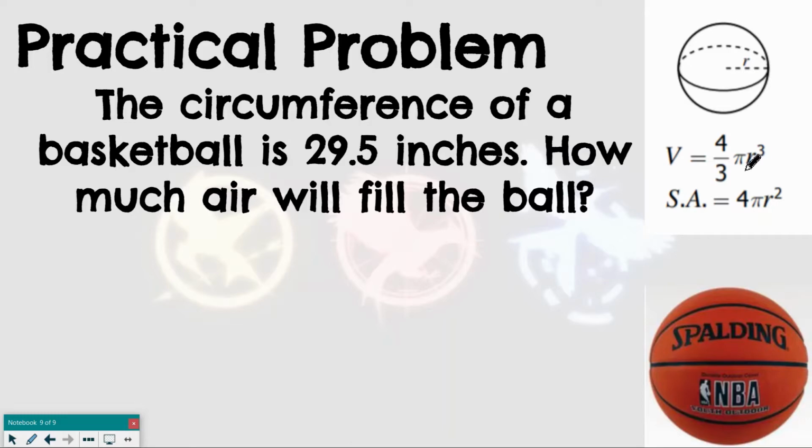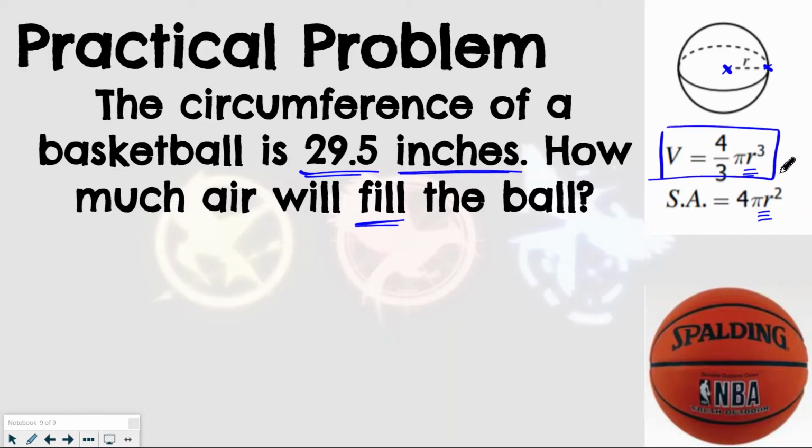I think a sphere is honestly the easiest shape just because there's only one measurement or one variable that comes along with a sphere, and it's just the radius of that sphere. So we're told that the circumference of the basketball is 29.5 inches. How much air will fill the ball? So this is looking for the volume of that basketball. How much air will it take to fill the space inside the ball?